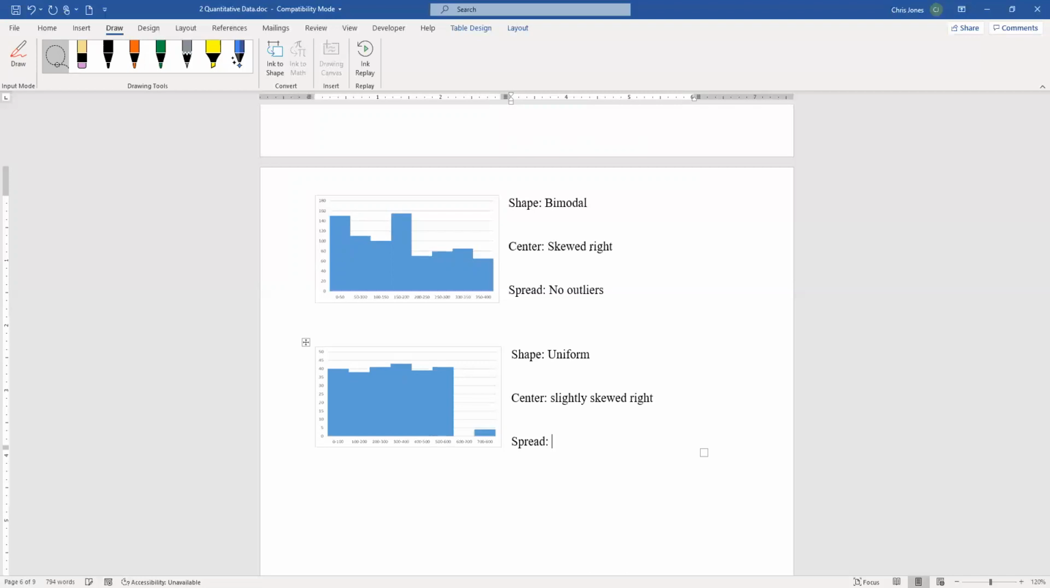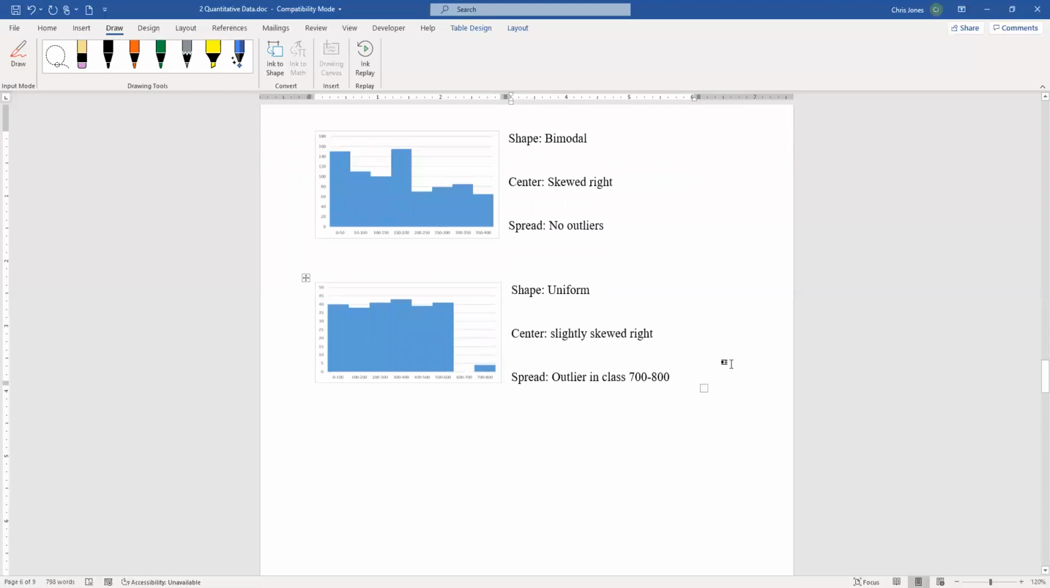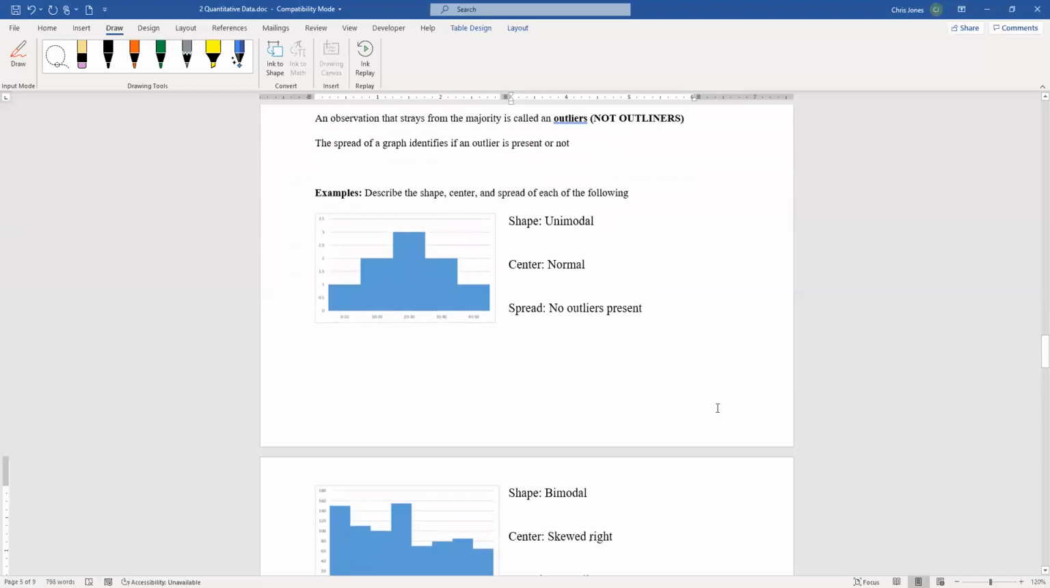And then finally, we do see that there's an outlier. We can clearly see that there's an observation with a gap between the majority of the data and that observation. Notice that it's between 700 and 800 on the graph. So what we're going to say is that there's an outlier in the class 700 to 800. We're going to identify specifically where that outlier is. Hopefully that gives you a good overview of how to characterize histograms, and more importantly, how to describe in words what these different quantitative graphs might look like.